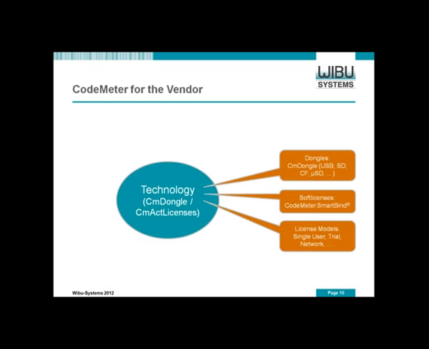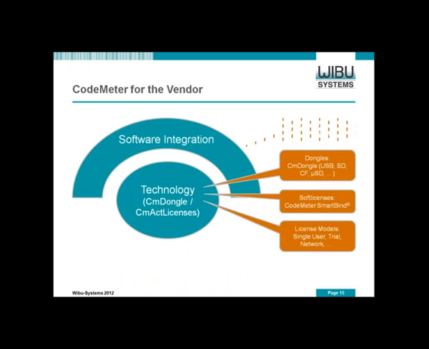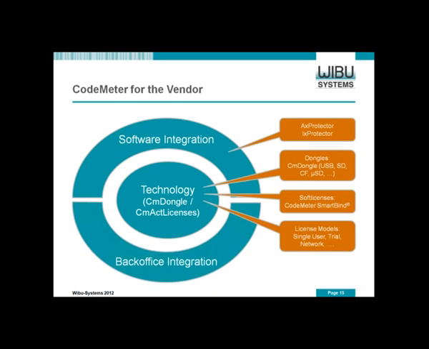Around this core technology, we have 2 different issues. One issue is to integrate CodeMeter into my software, so software integration. And here we will have a short look at our tools, which are called AX Protector and IX Protector. AX Protector is a wrapper around the whole software, and IX Protector means encrypting and protecting single functions, single modules of our software. And last but not least, we'll also have a small view at the back office integration.